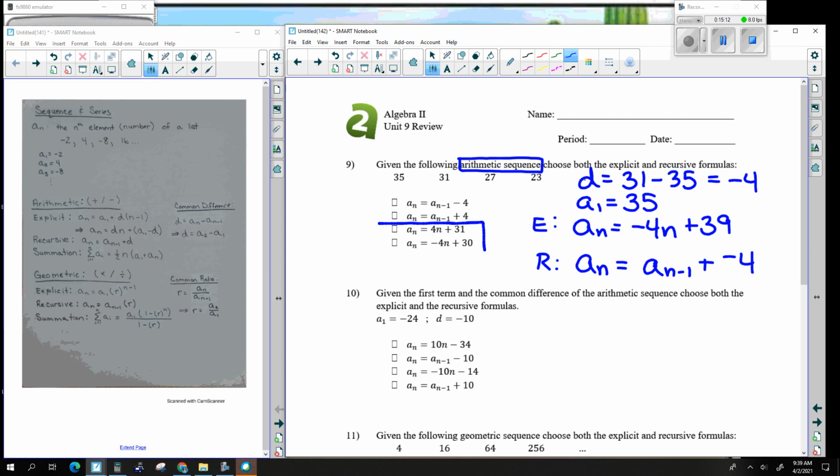Okay, so I'm assuming that there's a typo down here. I think one of those is supposed to be the explicit formula. Either the answer key is wrong, so I'm supposing that was supposed to be the correct answer. I think that 30 should have been a 39. They don't show the explicit formula. The recursive formula is the -4, and that is indeed the recursive formula right there.